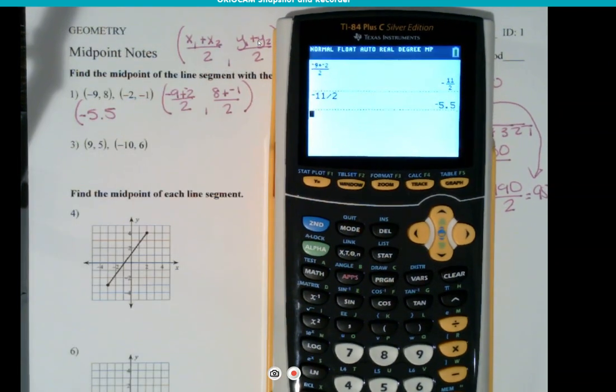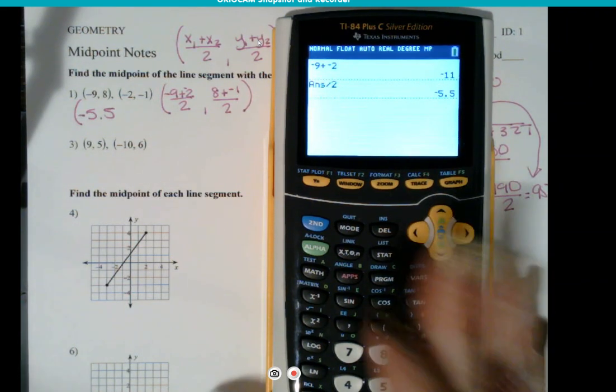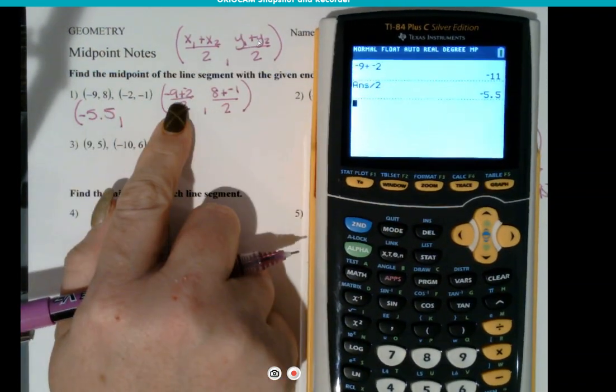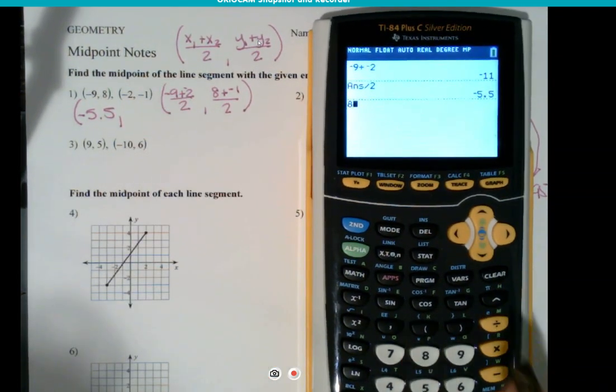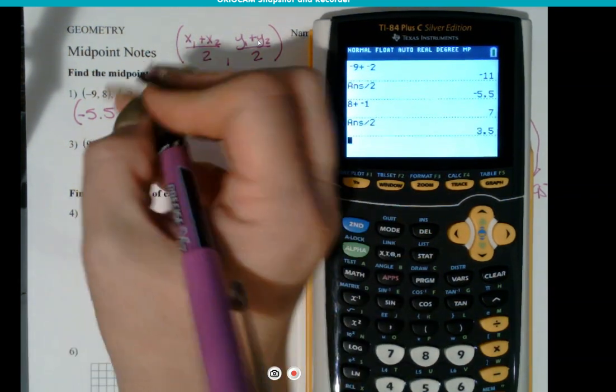The other way to do this is to just say -9 plus -2 and hit enter, and then divide that by 2, and that's automatically going to give you a decimal. A lot of people find this way a lot easier. So that's the X part. Then for the Y part, I'm going to say 8 plus -1 and then divide that by 2, and that's going to be 3.5.